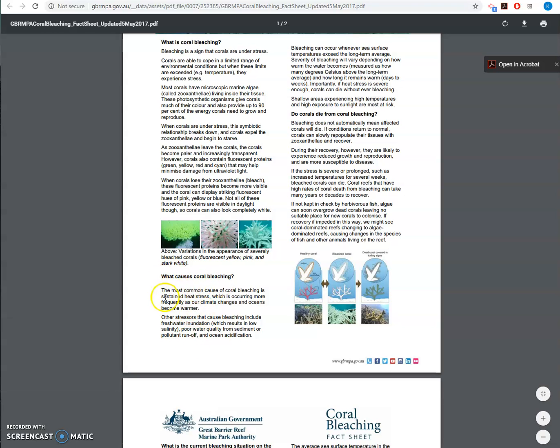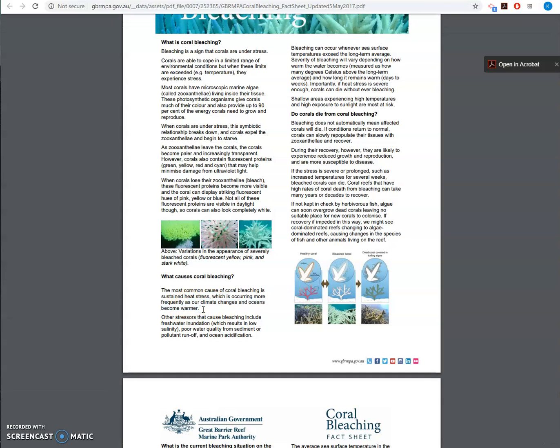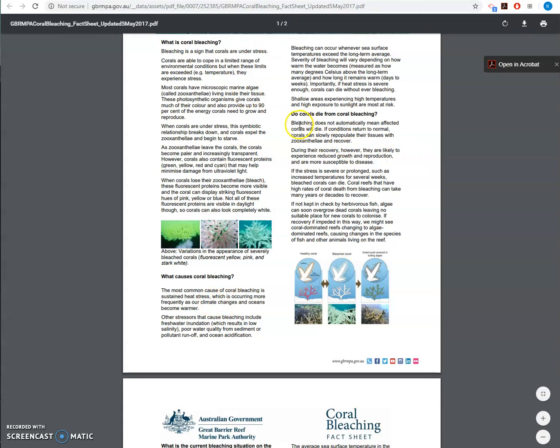So anyway, here it tells you what bleaching is, which we talked about. What causes the bleaching? The most common cause is sustained heat stress, which is occurring more frequently as our climate changes and as the ocean becomes warmer. So global temperature goes up. The water is then going to absorb more energy from that extra heat, and keep that extra heat in it, which is going to raise water temperatures, especially near the surface, which is bad for the corals because they live near the surface.